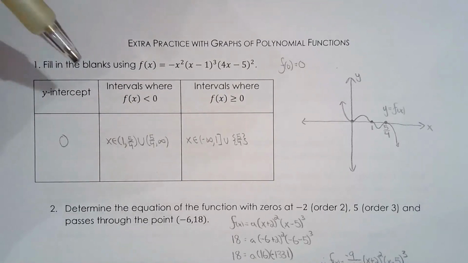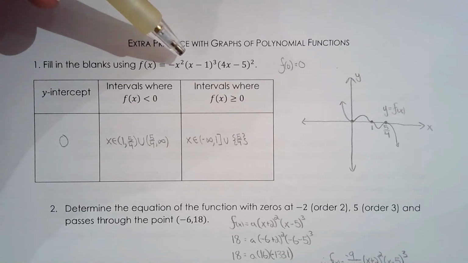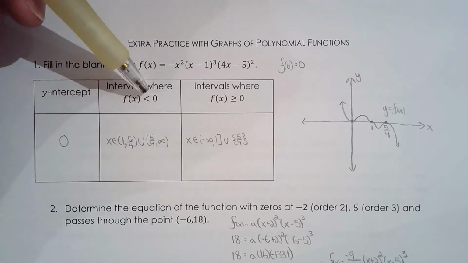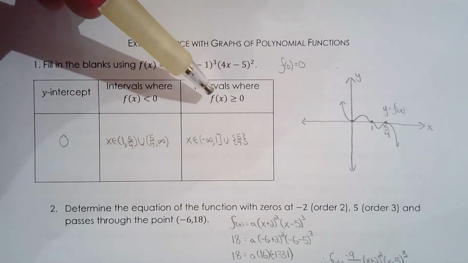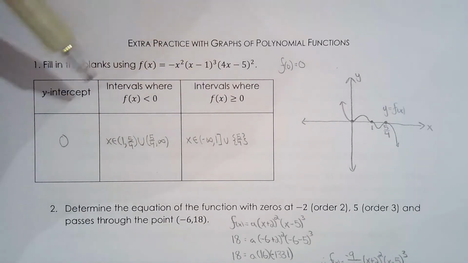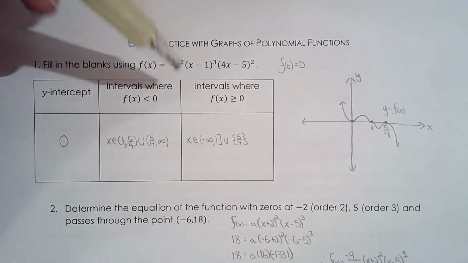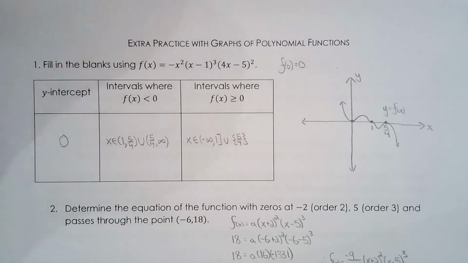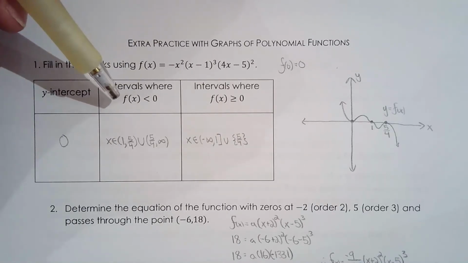So I give you f of x here, and I ask you for the y-intercept. I ask you when is f of x less than 0. I ask you when is f of x greater than or equal to 0. To find the y-intercept, quite simply find f of 0. That was actually very easy because 0 times anything is 0, so f of 0 is 0. When is f of x less than 0?